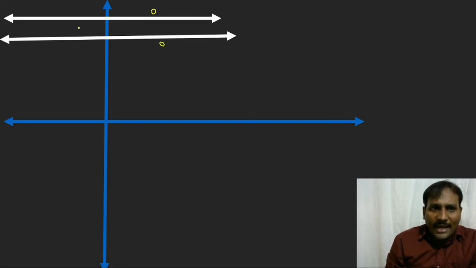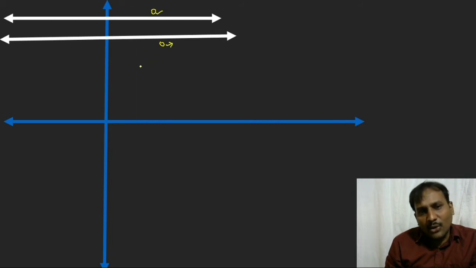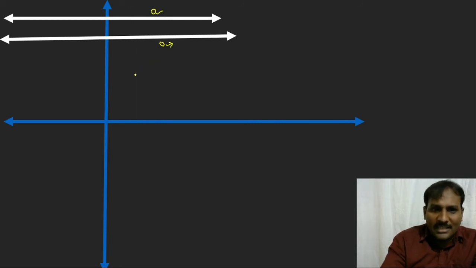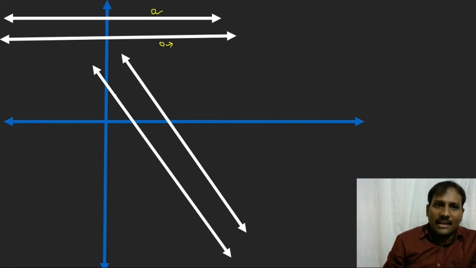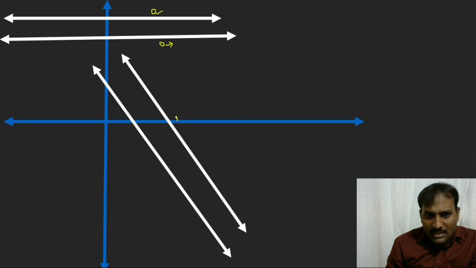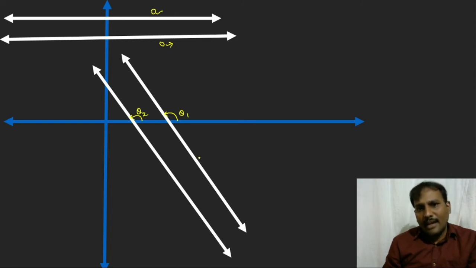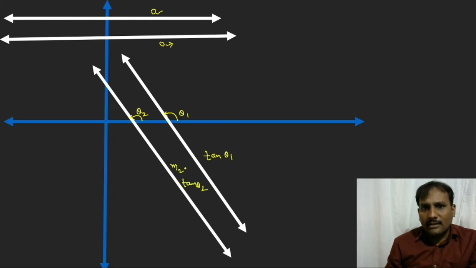So when two lines are parallel, their slopes are equal. Can I conclude like that? Otherwise, we'll take these two lines whose slopes are not zero. How much angle is it making with the positive x-axis? Let us say theta 1. And the other is making an angle theta 2. Tan theta 1 is the slope and tan theta 2 is the slope here. This is M2 and this is M1.